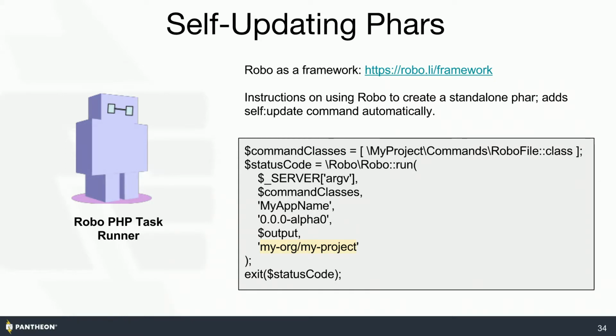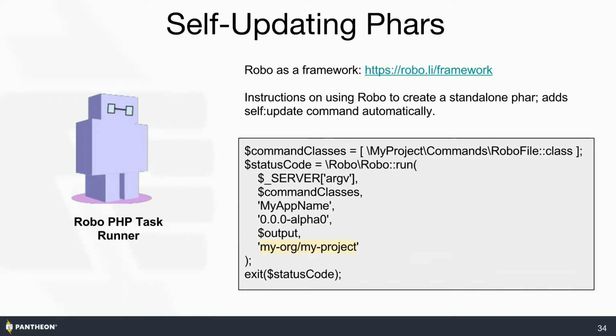There's a cool tool that I talked about the other day in the DevOps Summit called Robo. And Robo is a task runner for PHP, but it also has a secondary role where you can use it to build really quick and fast command line tools. If you take a look at robo.li/framework, there's a little bit of a set of instructions there on how to quickly make a command line tool. And some of those instructions are reproduced here in the gray box.